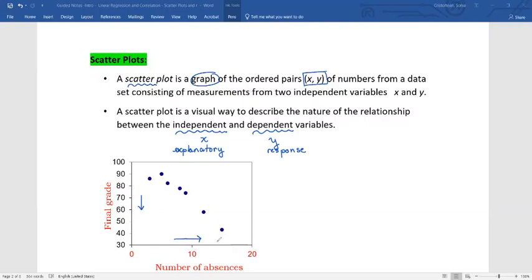We can do a scatter plot by hand, plotting the x values on the x-axis, the y values on the y-axis, and then putting a dot for each (x, y) pair. However, we will be doing this with technology, meaning the TI-83/84 or even Excel does a very good job. And there are some other statistical software packages that do a very good job of creating this type of graph.